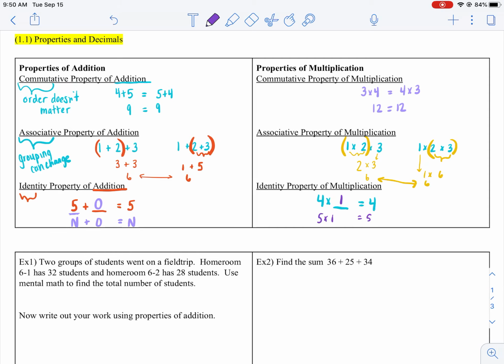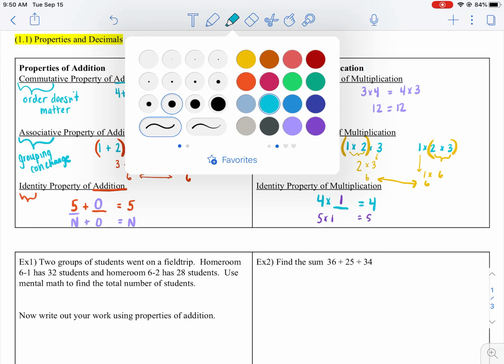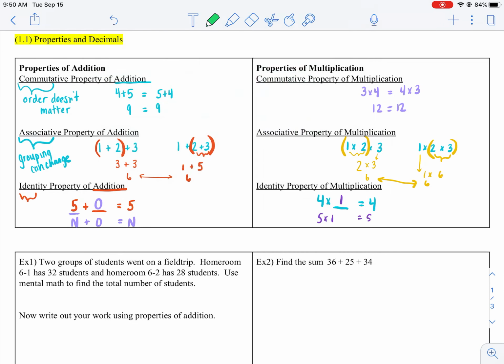The identity property of addition is adding 0. That's the important part. So I'm going to write that down right here. The identity property of addition is adding 0, and the identity property of multiplication is to multiply by 1.